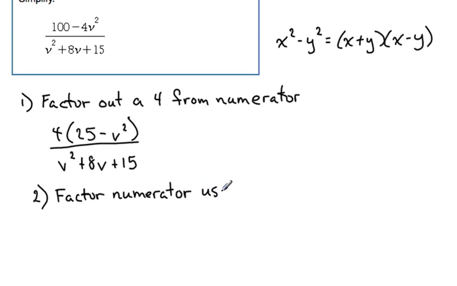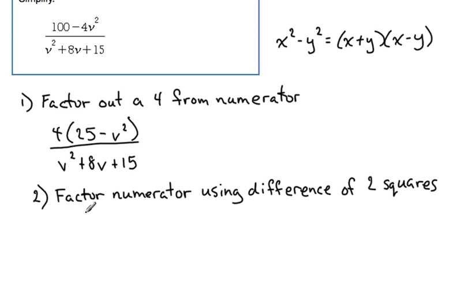I'm going to factor the numerator using the difference of two squares. So let's go ahead and do that. So we're going to have the 4, 25 minus v squared, that's going to factor into 5 plus v times 5 minus v. Let's clean this up here a little bit.